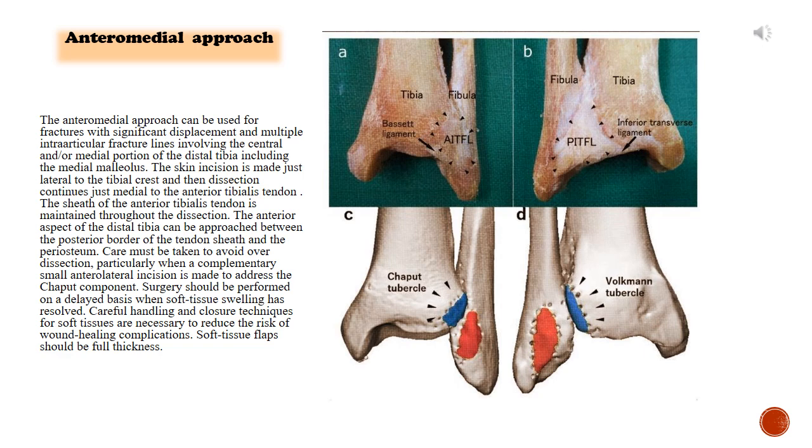The skin incision is made just lateral to the tibial crest and then dissection continues just medial to the anterior tibialis tendon. The sheath of the anterior tibialis tendon is maintained throughout the dissection. The anterior aspect of the distal tibia can be approached between the posterior border of the tendon sheath and the periosteum. Care must be taken to avoid over-dissection, particularly when a complementary small anterolateral incision is made to address the chaput component.